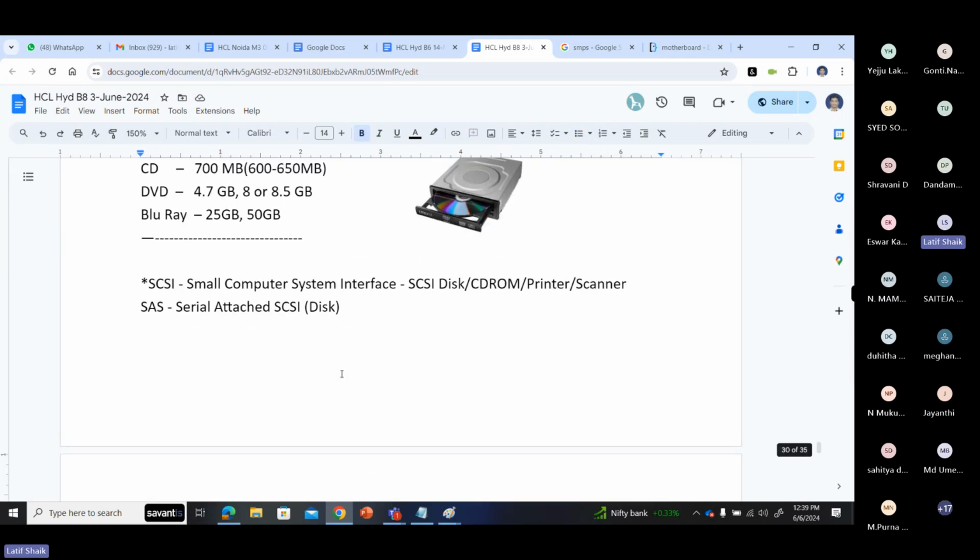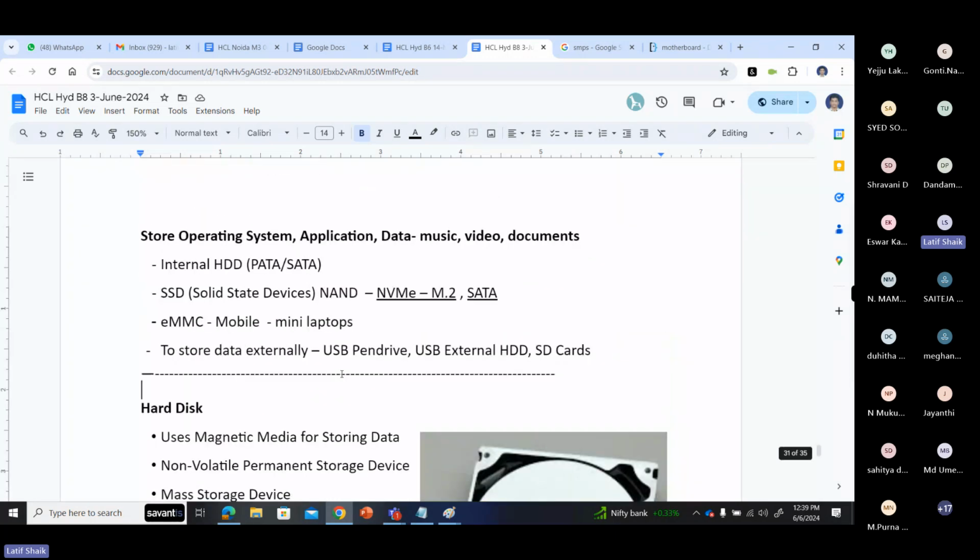Okay, you guys understand the different types of storage devices here.